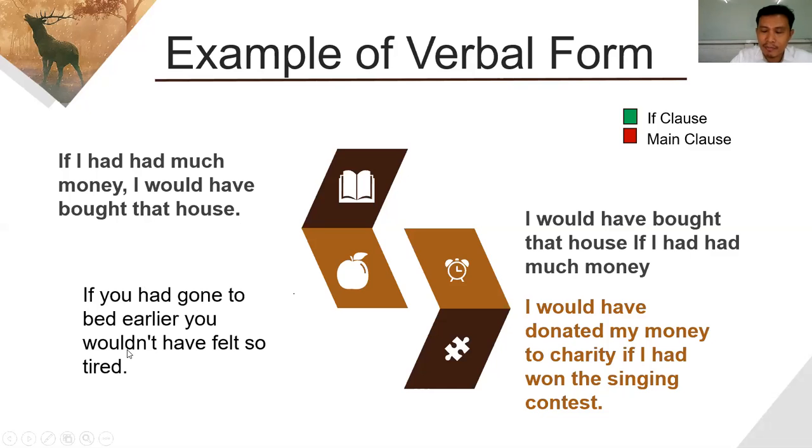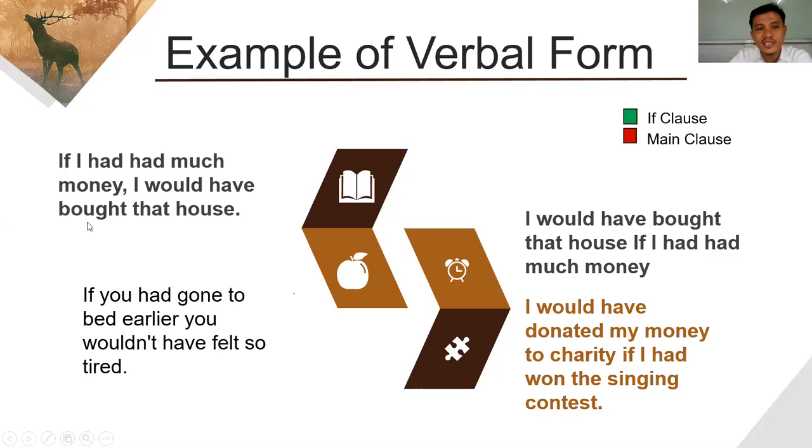And then please remember again the result clause. What is the pattern or the form of the result clause? Subject, you as the subject, would, it can be negative or positive, no problem. If it is positive, you don't need not, and if it is negative, you need not, wouldn't. And then have as a helping verb, and after have is verb 3, verb 3 of feel, felt. So the sentence is: if you had gone to bed earlier, you wouldn't have felt so tired.